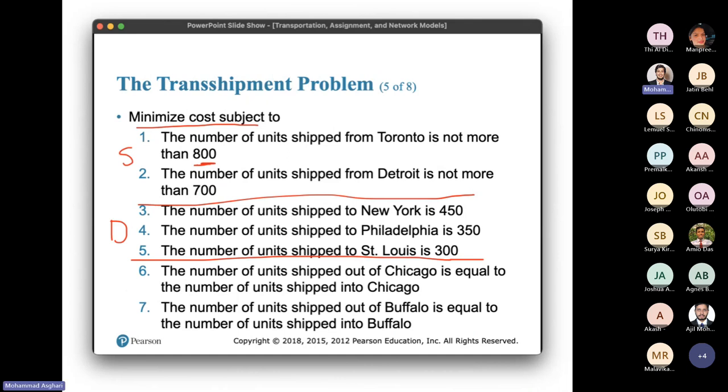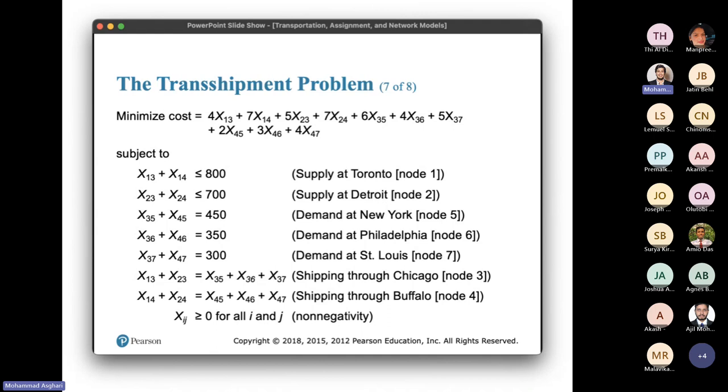Okay. So write the objective function and constraints. So easy. The objective function is exactly the same as the transportation problem. You just need to multiply the cost of transportation between each two nodes by the number of items moved through each arc. After that, we need to write the supply constraint. We cannot exceed the capacity of suppliers. We need to meet demands. We need to satisfy customers and meet all demands.